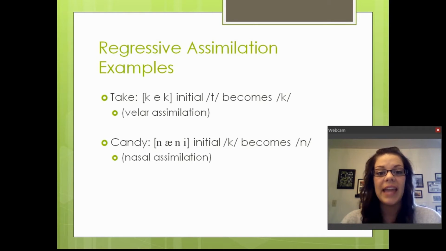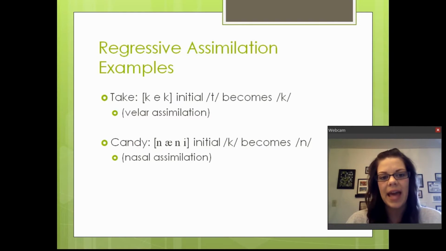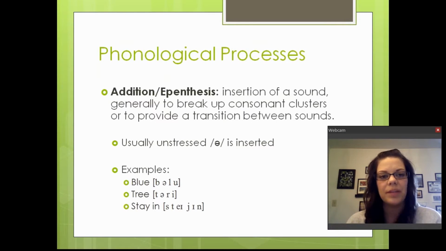Additionally, take might become cake. So the initial T becomes a K. Candy might be nandy, or nanny. So the K in candy might become an N. That's nasal assimilation.